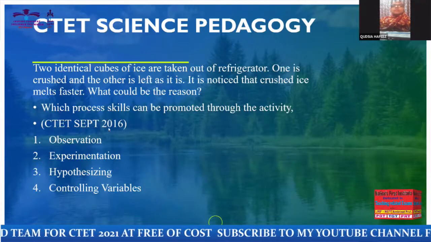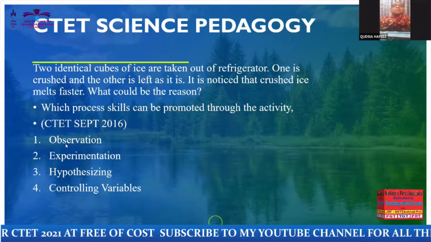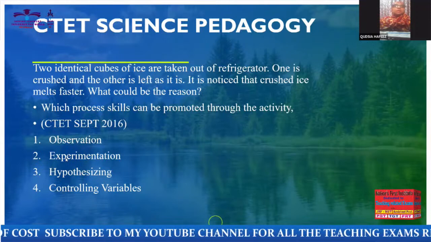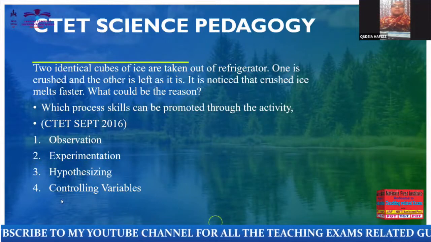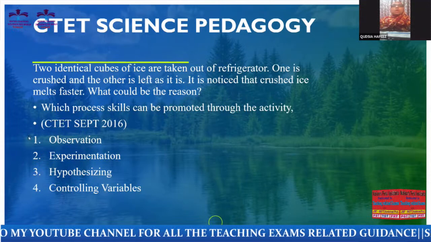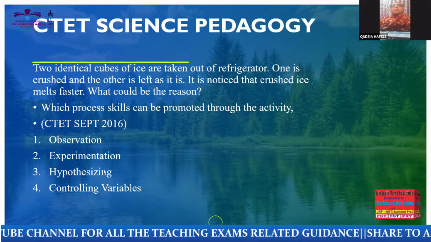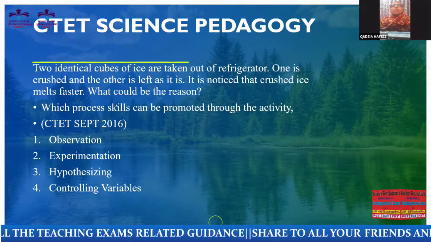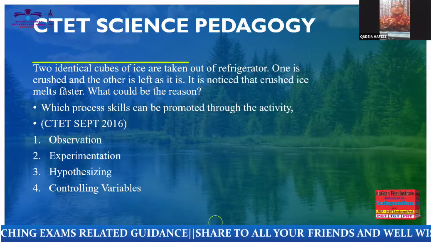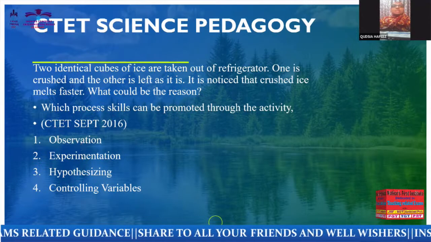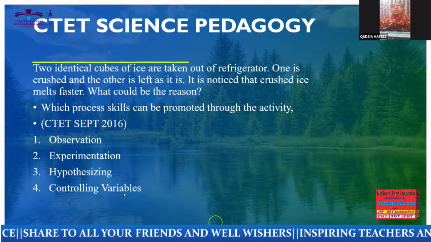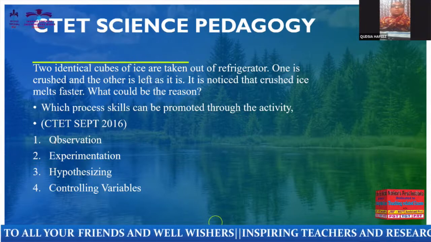It came in the year 2016, September month, and the first option here is observation, second experimentation, third is hypothesizing, fourth controlling variables. So among these four options, which is the best option to understand this kind of activity, what process skill is required? Whether it is observation, experimentation, hypothesizing, or controlling variables. So all these options are given to you.